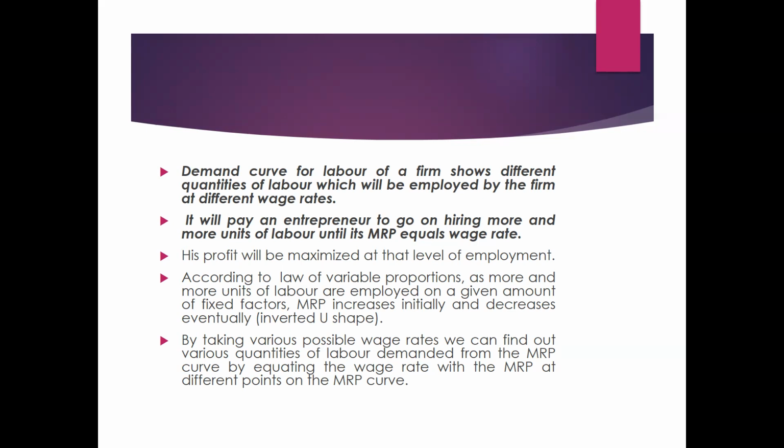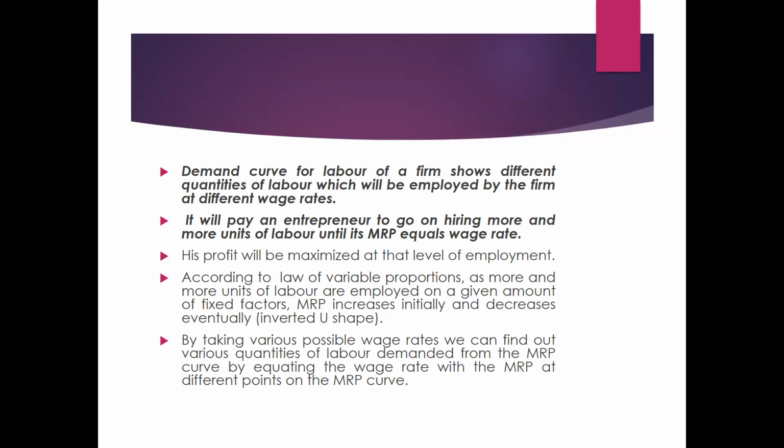According to the law of variable proportions, which we had already studied in the production function chapter, as more and more units of labor are employed on a given amount of fixed factors, MRP increases initially and decreases eventually. That is why the shape of this curve is an inverted U. Initially, the law of variable proportions says this because we are using more and more of the fixed factors, so MRP increases initially and decreases eventually.